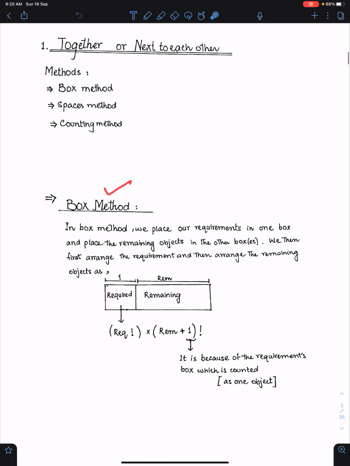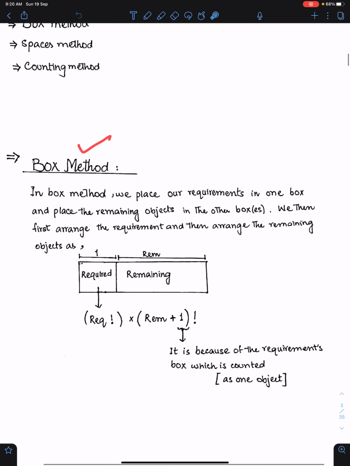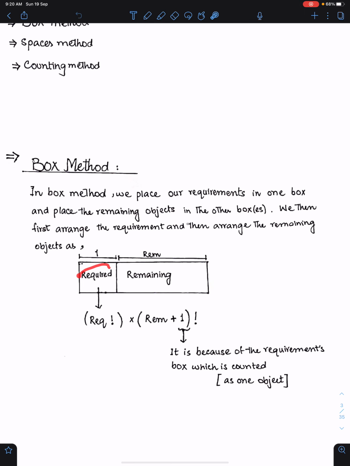Box method. In box method, we place our requirements in one box. We place our requirement here, and the remaining objects in the other box or boxes. We then first arrange the requirement and then arrange the remaining objects. For requirement, we write requirement factorial, and for remaining, we will write remaining plus 1 factorial.